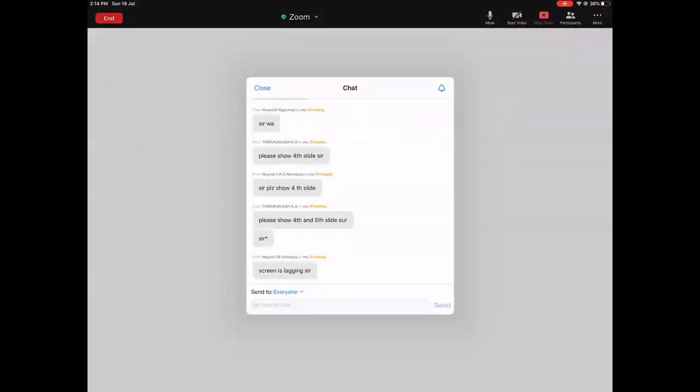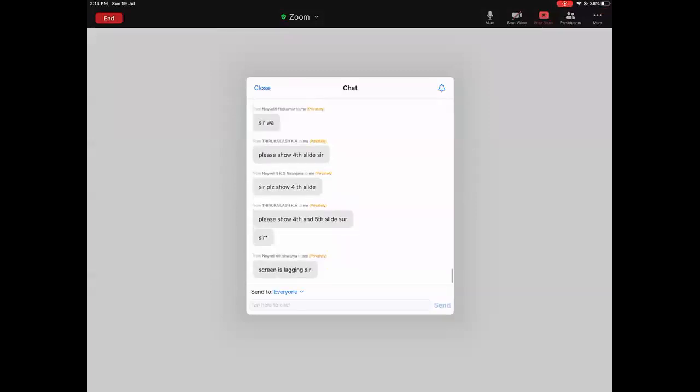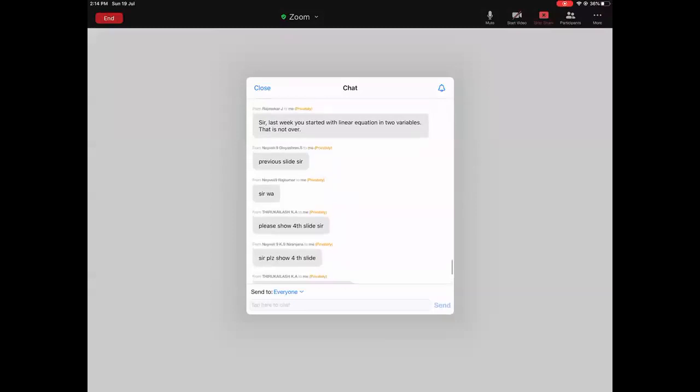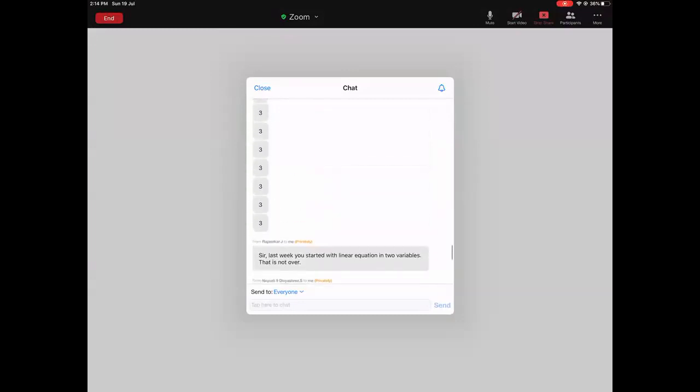Yeah, I will show you. Screen is lagging. Please show fourth slide, previous slide. Sir, last week you started linear equations. Yeah, that's what I was wondering. That is not over. Okay, next I will do that. Don't worry. Rajshekar, I'm sorry. I'll finish this. Then I will go for that.